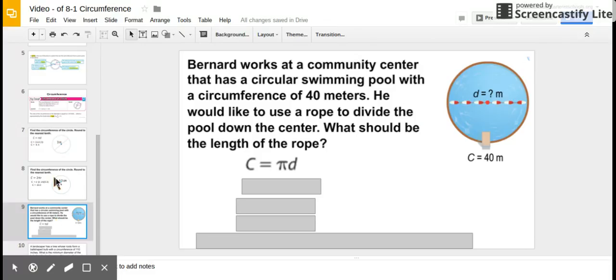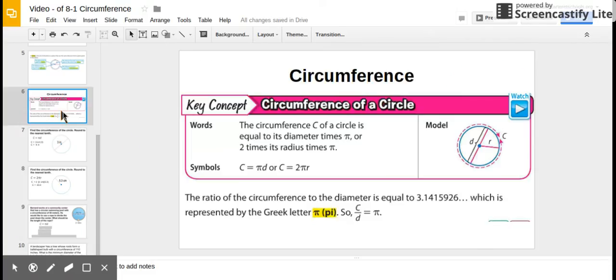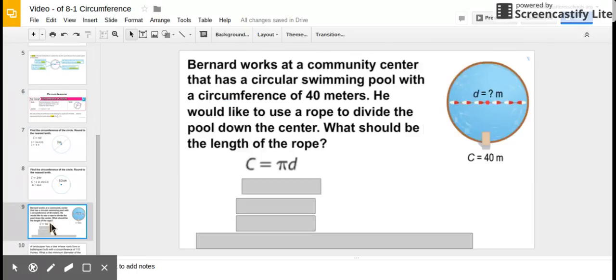Bernard works at a community center that has a circular swimming pool with a circumference of 40 meters. So the circumference is 40 meters. He would like to use a rope to divide the pool down the center. This is the diameter, right? What should be the length of the rope? So if I'm given the circumference and I'm looking for the diameter, it only makes sense to use this formula, right? Not this formula because I'm not given the radius. I'm going to use this formula because I'm given this diameter.